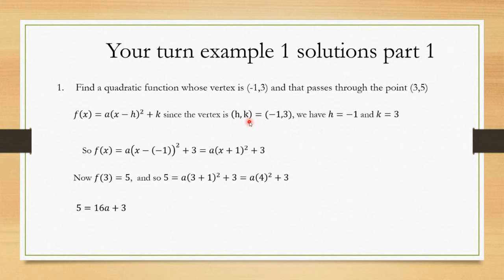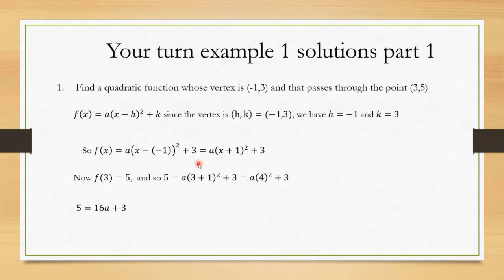Okay, so here again, we have (h, k) equal to this, right? So we must have h equal to -1 and k equal to 3. So we put it in. x minus -1 is the same as x plus 1, right? Plus k, plus 3. But again, we have to figure out what a is, right? Now, how do we do that? Well, we know it passes through the point (3, 5).